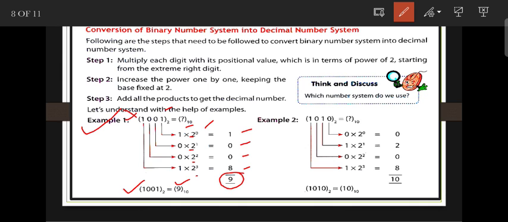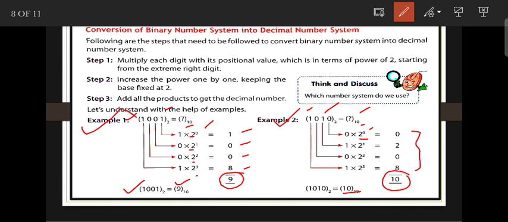The next example is 1001010. This is a binary number, and we need to convert it into the decimal number system, which has base 10. We multiply by powers of 2, with positional values 2 to the power 0, 2 to the power 1, 2 to the power 2, and 2 to the power 3, and the digits go here. The addition is 10, so the decimal number is 10 with base 10.